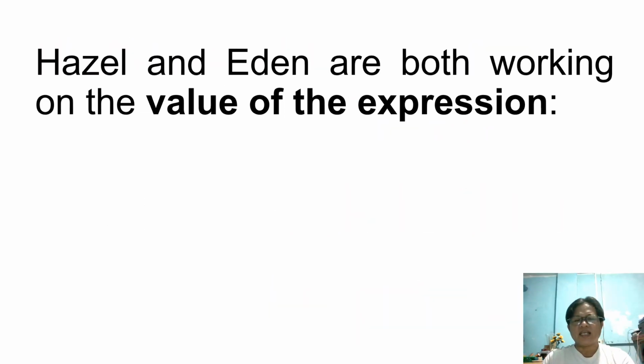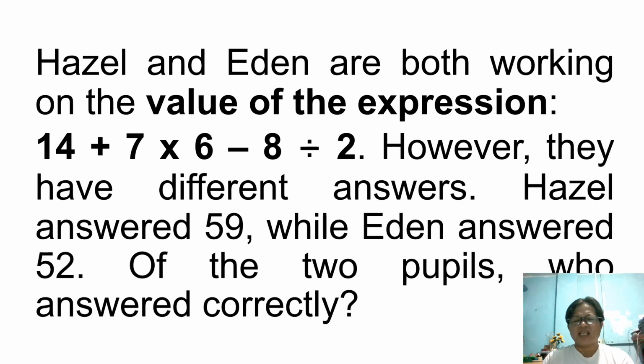Let's have a problem. Hazel and Eden are both working on the value of the expression 14 plus 7 times 6 minus 8 divided by 2. However, they have different answers. Hazel answered 59 while Eden answered 52. Of the two pupils, who do you think answered correctly?